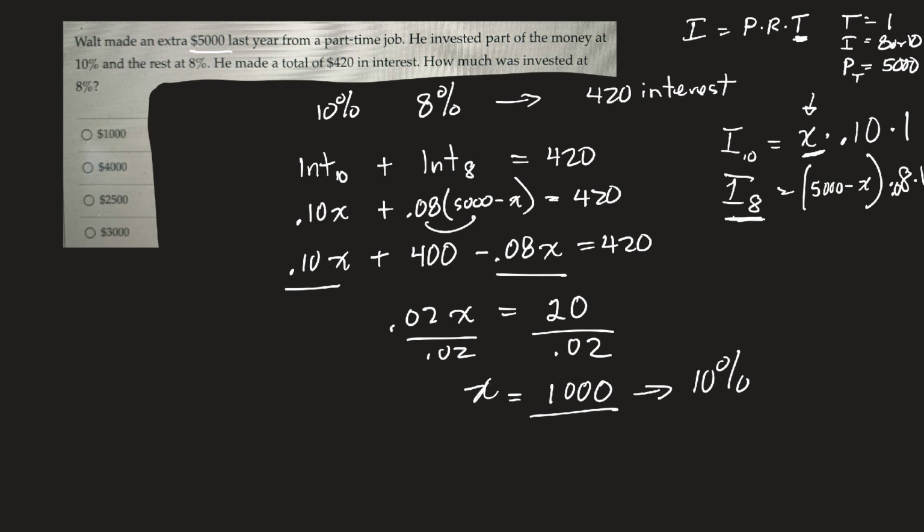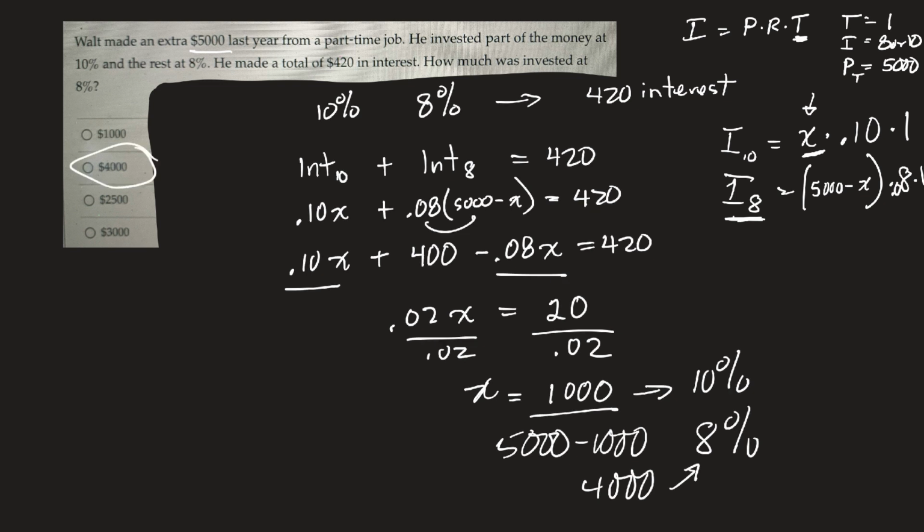So for 8%, it must be 5,000 minus 1,000, or in other words, $4,000. I'm picking that one. Okay, hopefully that helps out.